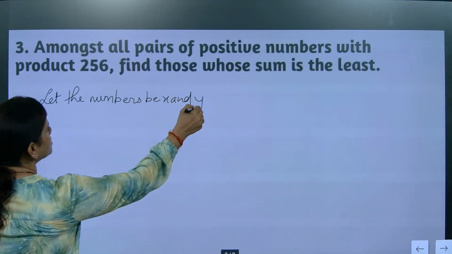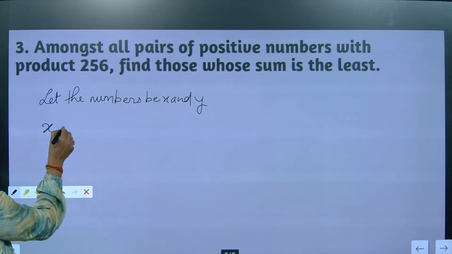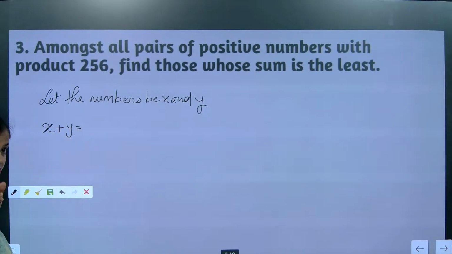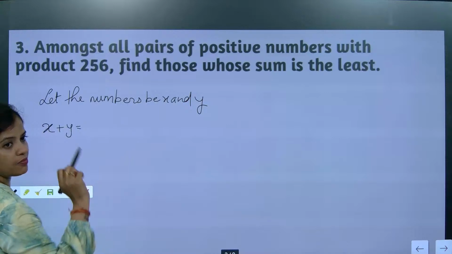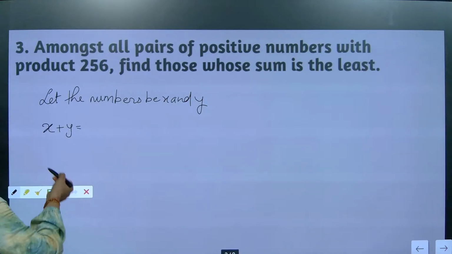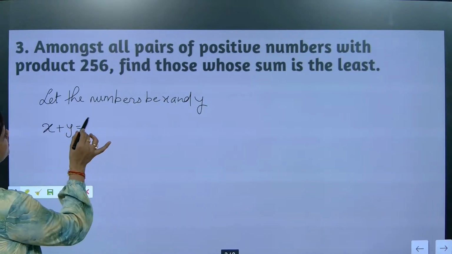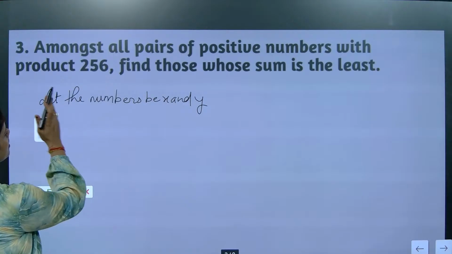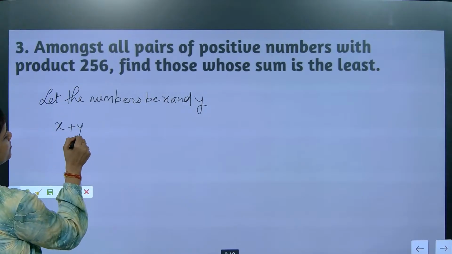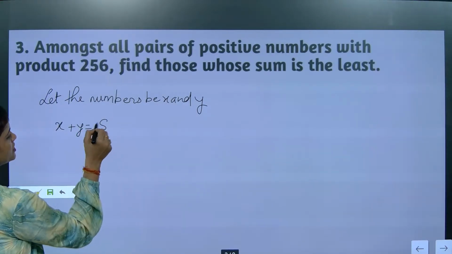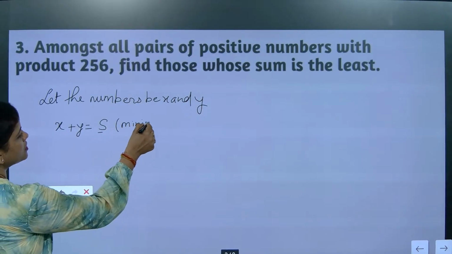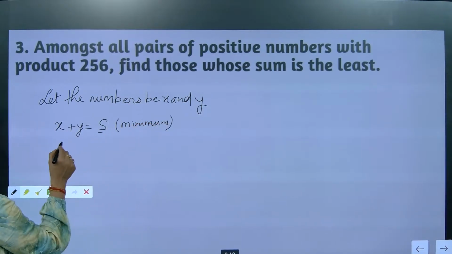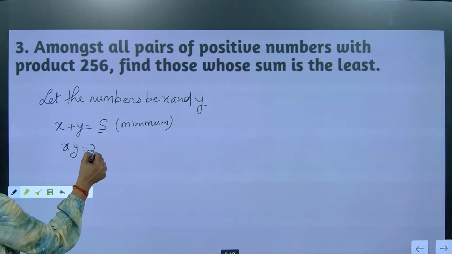Don't get disheartened. Both numbers are positive; this you remember. Among all pairs of positive numbers, x and y both are positive, so negative we will not take. They are telling the sum is minimum. So x plus y is equal to S, the minimum value. The sum should come minimum. After that, they are telling the product is 256.